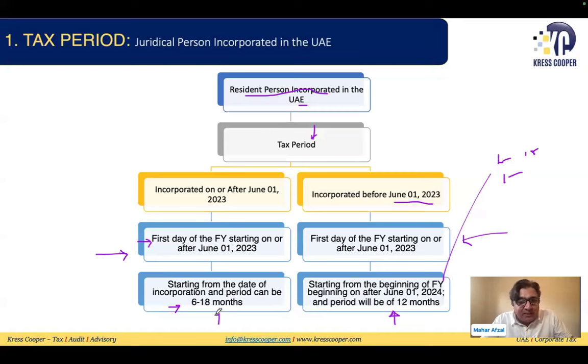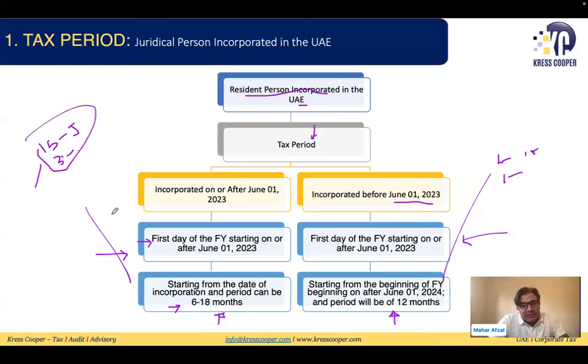Here, in most cases, the tax period will not be 12 months. It can be more or less than 12 months. It all depends on when the company was set up and when they are closing. For example, if the company was set up on 15th of June, the effective date of the law is 1st of June, and they end their year on 31st of December, their first period will be 6.5 months. Then after that, it will be 12 months. So again, it all depends. The tax period can be between 6 to 18 months; it will not always be 12 months.